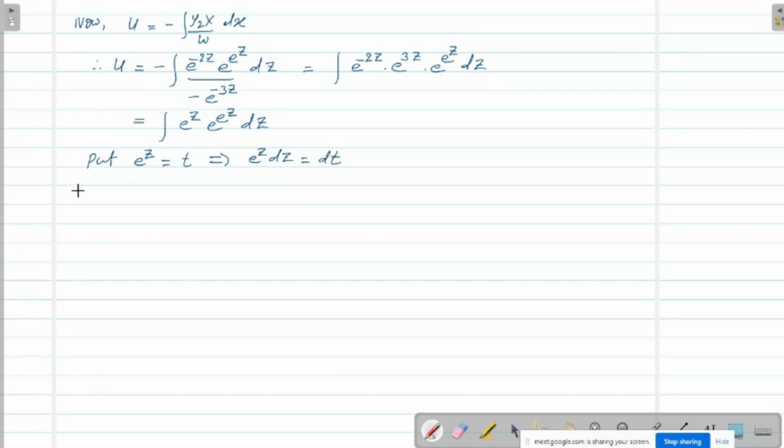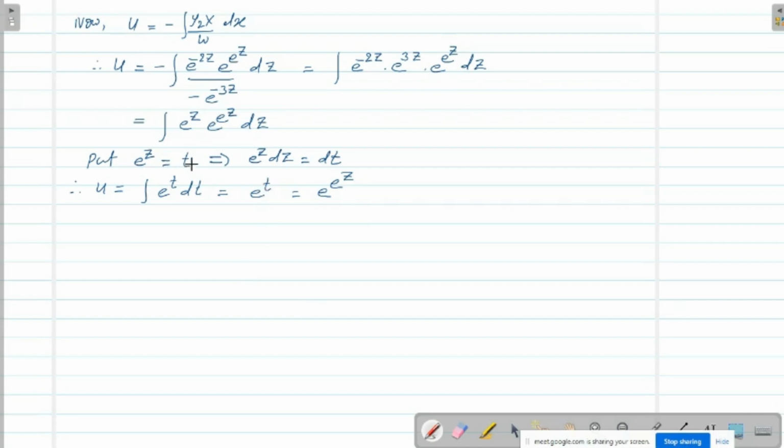Okay, substitute. So this becomes integral of e raised to t dt, and I have this equal to e raised to t. Integrating this gives e raised to t. Now replace the value of t. So this is e raised to z. Okay, correct.